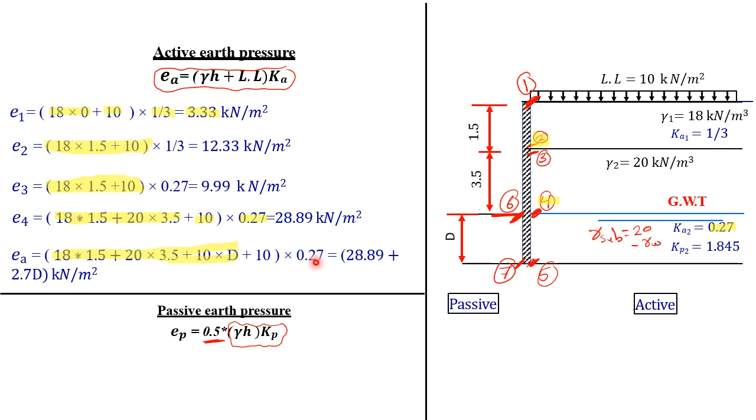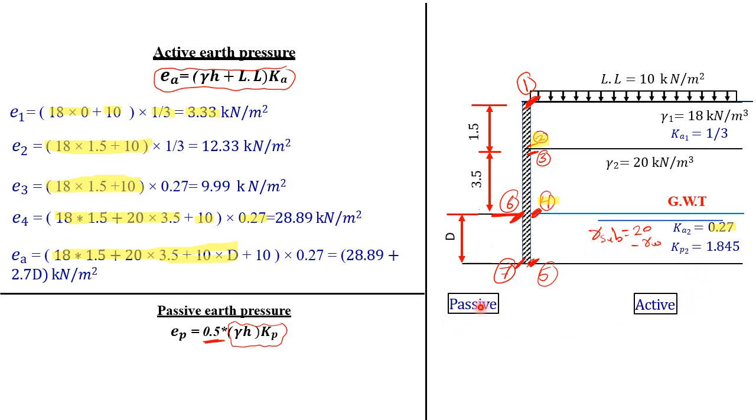So the final shape of the active earth pressure at point 5, I call this, by the way, EA, E active. So I have E1 to E4, and at point 5, I call that EA. So that's 28.89 plus 2.7 D. And that's all about the active earth pressure.